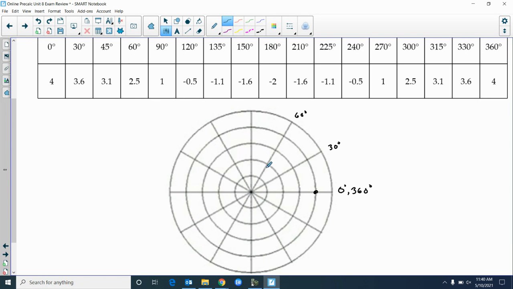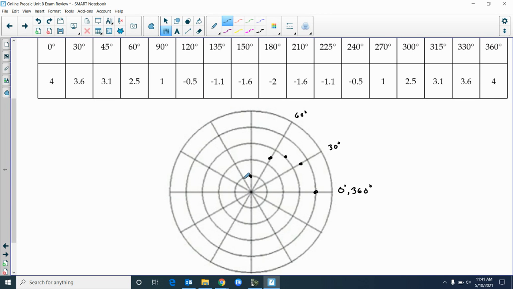At 30 degrees is 3.6. You're going to have to estimate 1, 2, 3, 3.6. All right, 45 degrees, you got to estimate that. That's going to be halfway between 30 and 60. The r is 3.1, so I go out 1, 2, 3, 3.1. 60 degrees, 2.5. 90 degrees is 1. Okay, now here's what we got to watch. 120 degrees is negative 0.5.